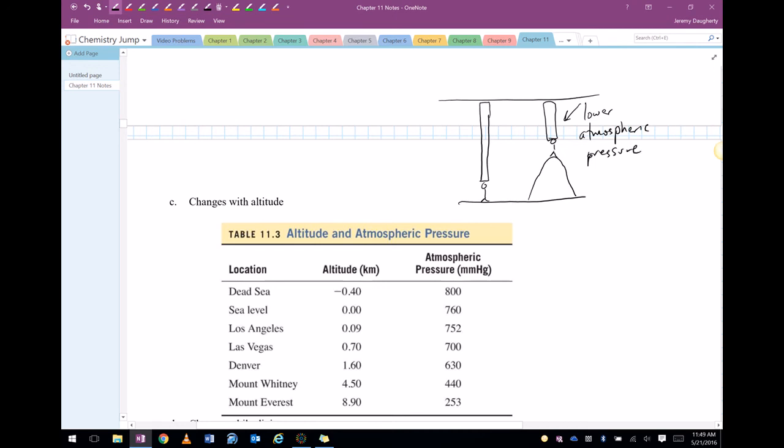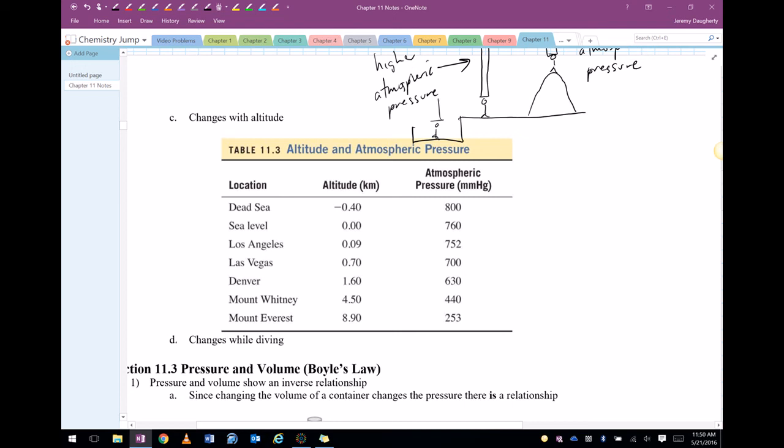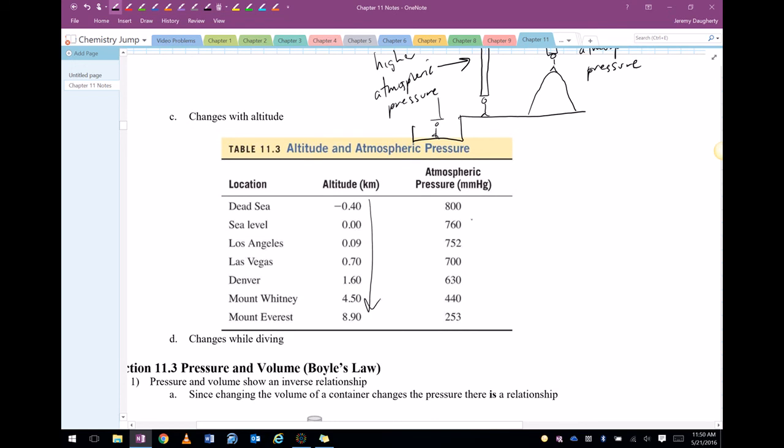When you go up in the mountains, there's lower atmospheric pressure. There's higher atmospheric pressure when you're not up in the mountains. And then let's say that's at sea level. If we go below sea level, we have even greater atmospheric pressure. So here you can see how altitude affects atmospheric pressure.